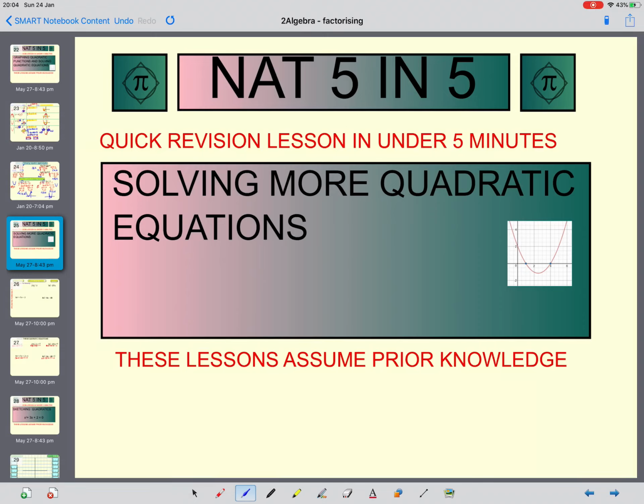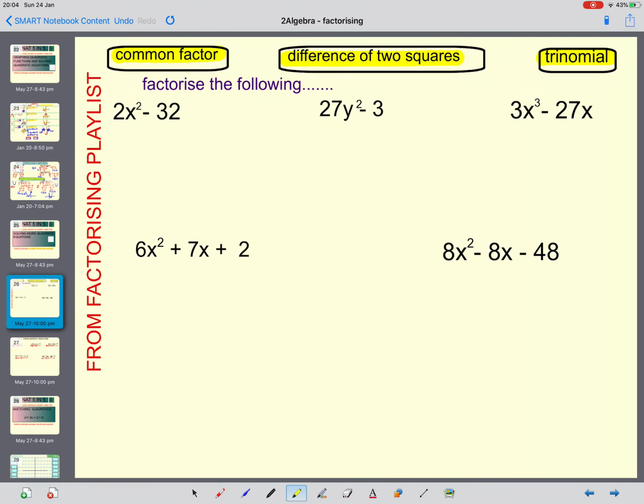Hi guys, we'll go back to Nat 5. We're going to be solving more quadratic equations today, so let's have a look. This lesson really does assume prior knowledge. You really have to know how to factorise. So let's have a look at the next slide.